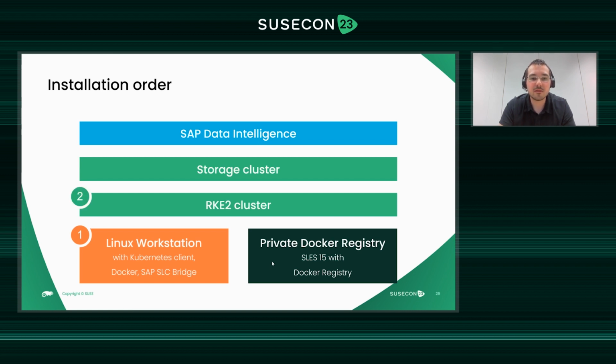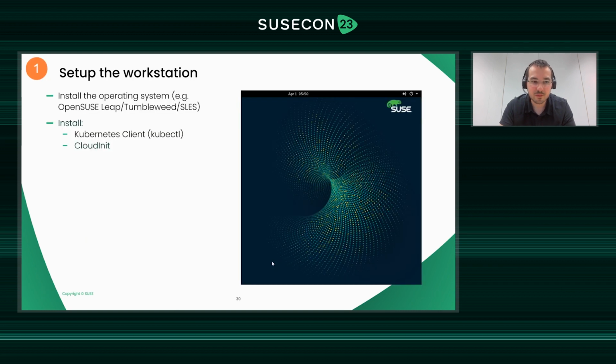You will then take care of the RKE2 cluster and the storage cluster, and in our case, it's Longhorn. And then we'll make sure you have a private Docker registry. And once all these steps are done, we can take on the installation of SAP Data Intelligence. So first step, set up the workstation.